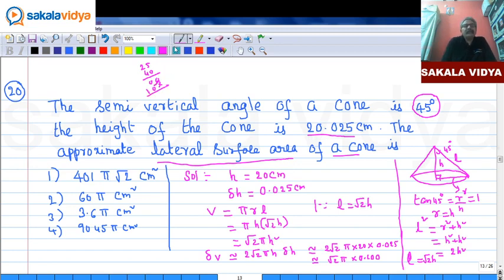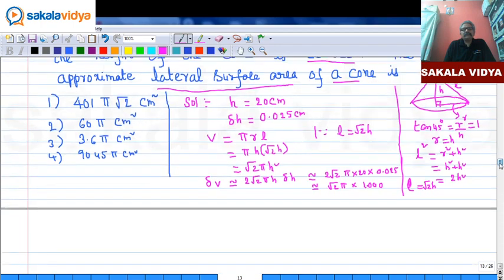Actually we have 1 minute, I will do the simplification. To 40 into this one, here 1000 you need to write. How many points? 3 points, 1. This will be equal to root 2 pi. We know the delta V. Now we need to find the approximate value of the surface area.